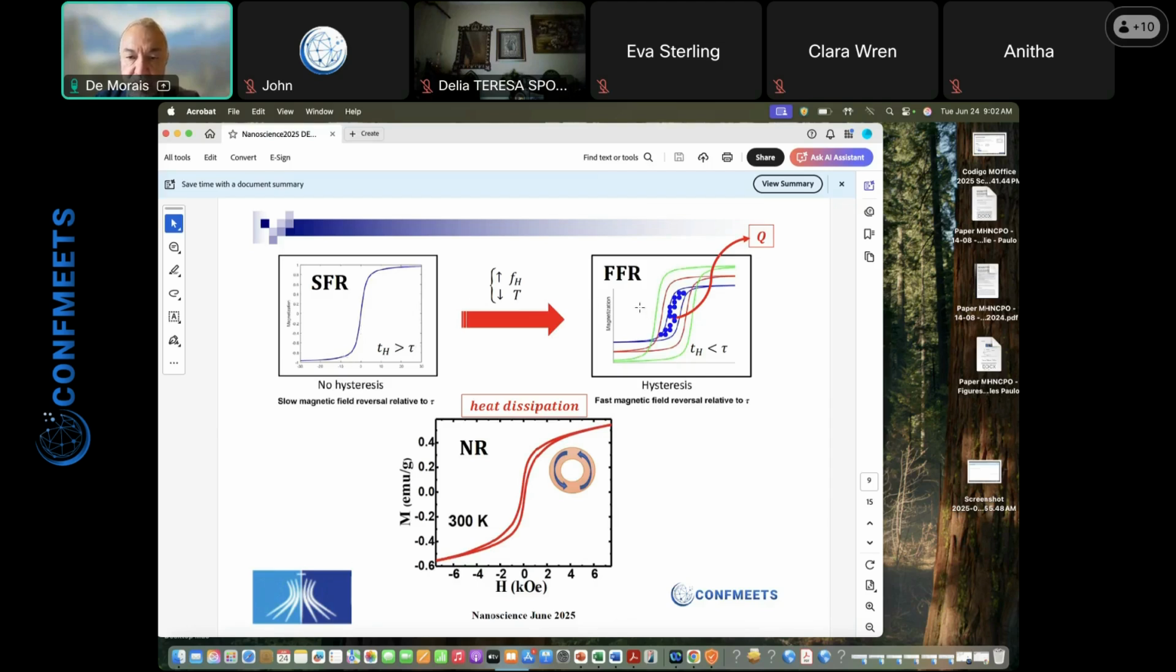However, if you reduce the reversal time, or if you perform the fast magnetic field reversal, increasing the frequency of the AC field, you open up the hysteresis cycle. And the heat dissipation actually scales with the area of this open cycle. And that is exactly what happens with the nanorings in our case. So nanorings are very effective in this regard.